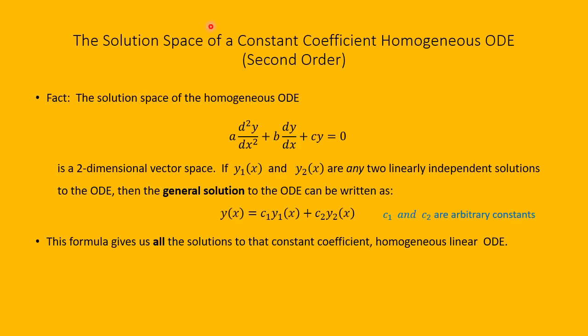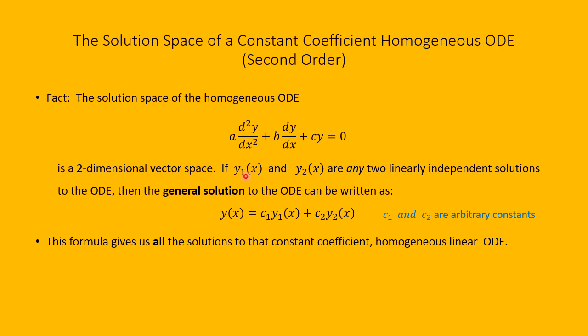So I'm going to reiterate what we just said, but I'm going to do it in particular for the constant coefficient problems that we are going to be looking at. I'm going to look at a constant coefficient homogeneous linear differential equation, a times the second derivative of y with respect to x plus b times the first derivative plus c times y equals 0, a, b, and c being constants. The solution space of this homogeneous differential equation is a two-dimensional vector space.